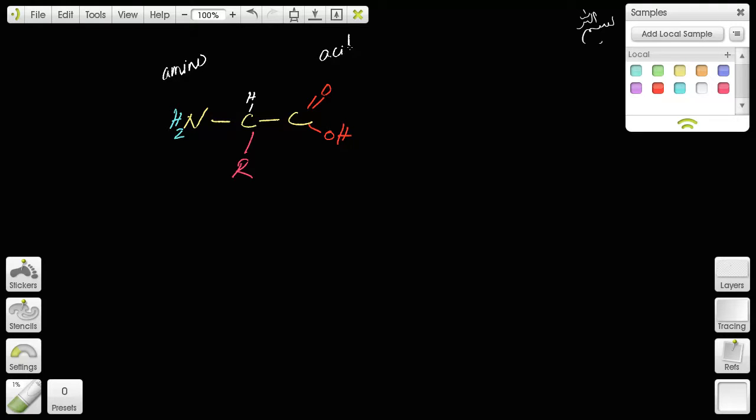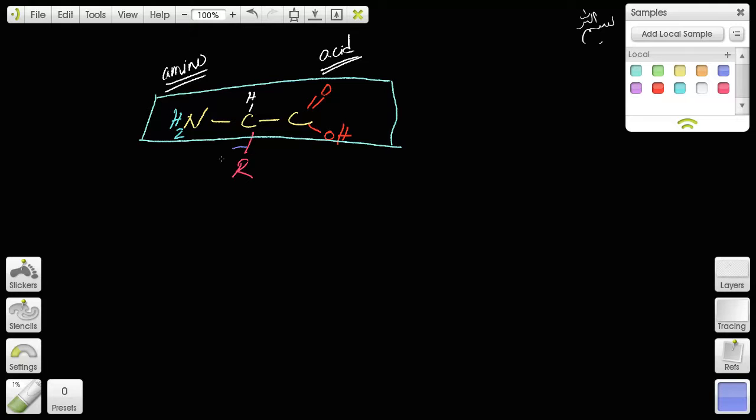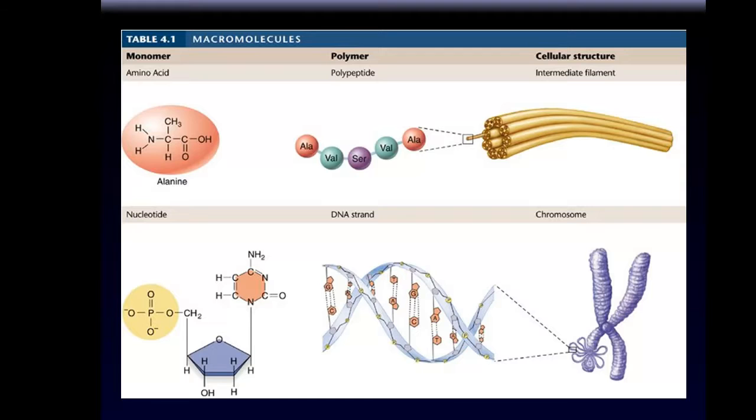So this is an amino acid. Okay, now these are amino acids. All amino acids look like that. In other words, all amino acids will have this in common. They will all be different in what's over here. Okay, so that's the basic structure of an amino acid.